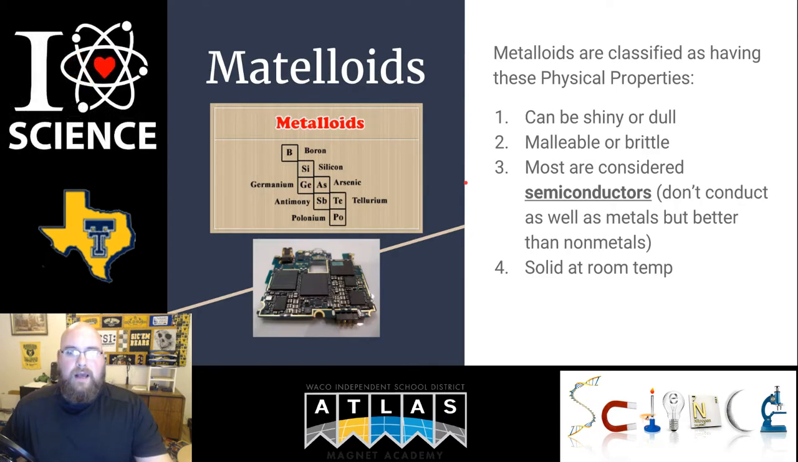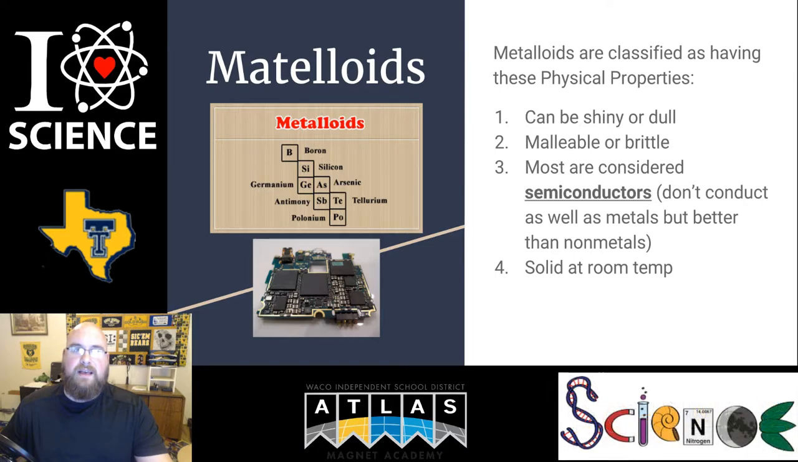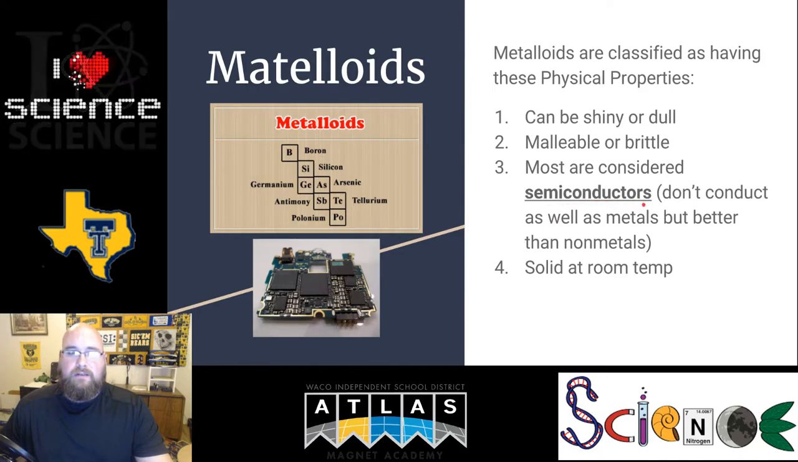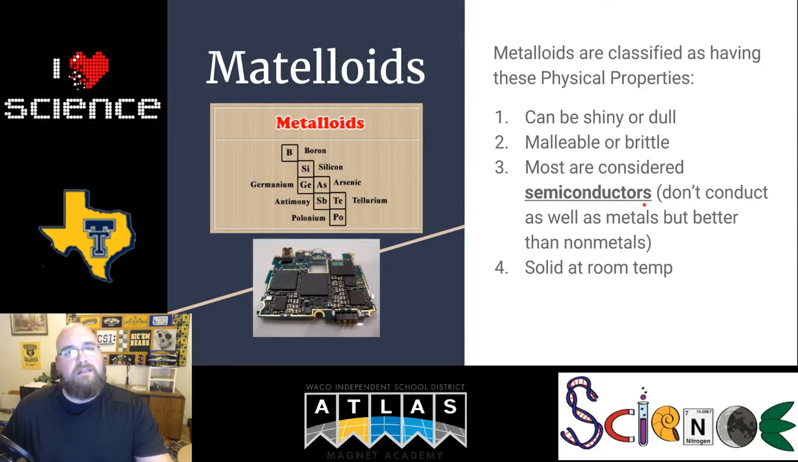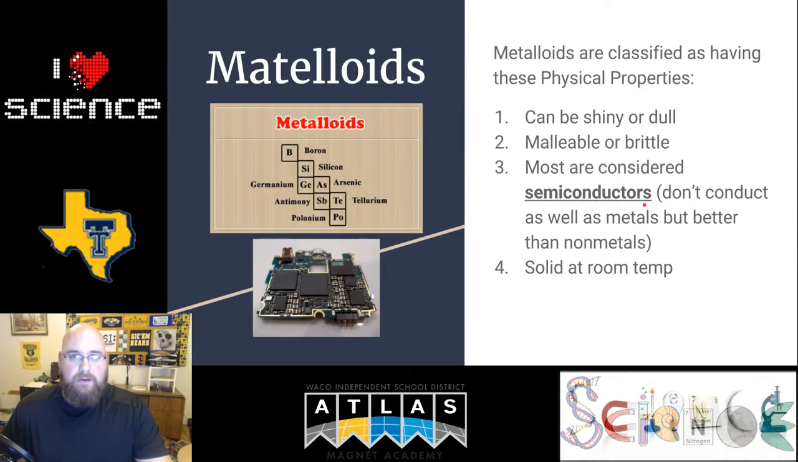Okay, and then our last group is going to be metalloids. Metalloids are classified as having a shiny or dull luster. They can be malleable or brittle. And many of them are considered what we call semiconductors. This means that they do not conduct electricity and heat as well as a metal, but they conduct it much better than a non-metal. So they're kind of like in the middle.